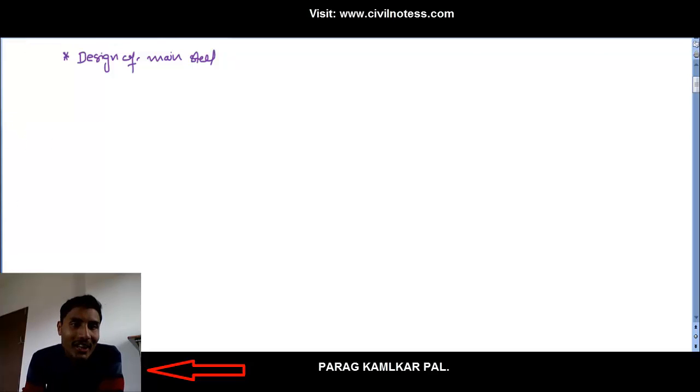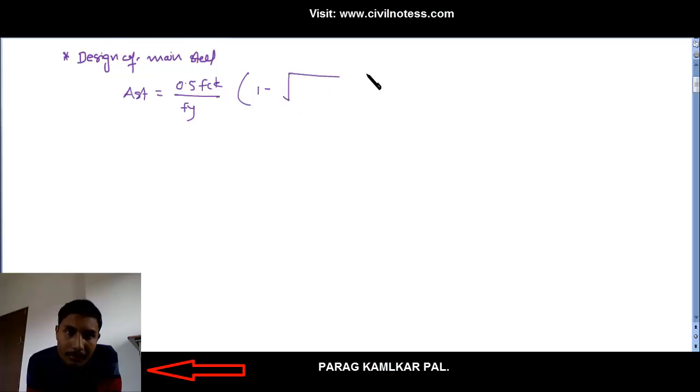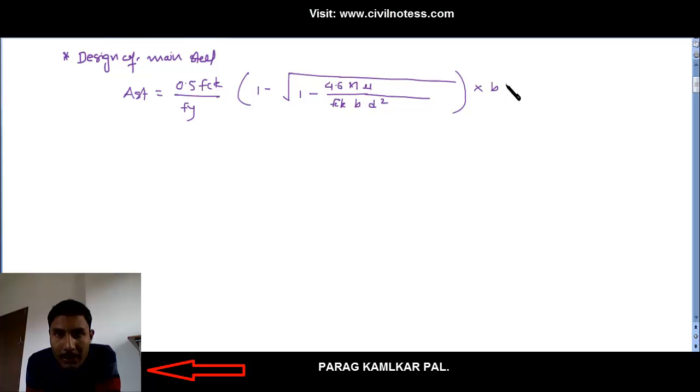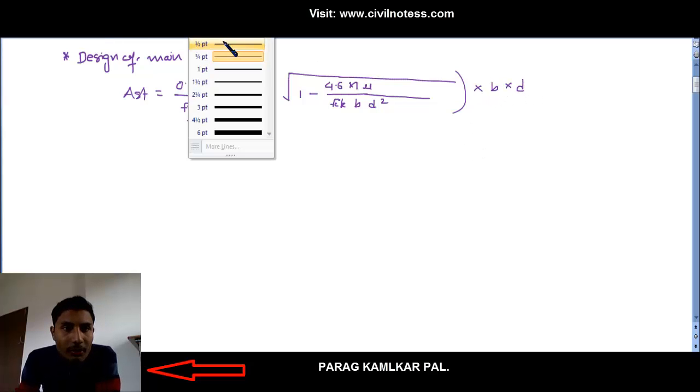Let's start the calculation. So the main calculation is like that. The formula for the Ast is very simple: Ast equals 0.5 fck upon fy, in bracket 1 minus under root of 1 minus 4.6 Mu upon fck b d square, multiplied by b into d. So this is exactly the formula for the Ast.